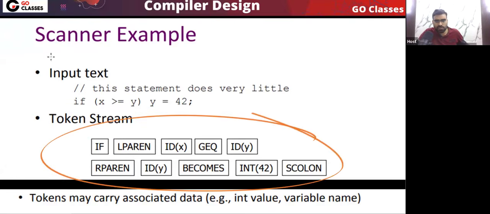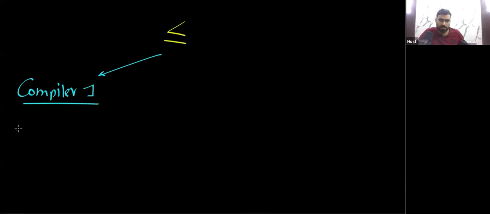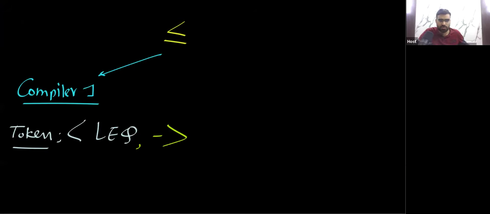Remember, which tokens will be generated, what the names of the tokens are, and how many token categories there are will all depend on the compiler and the source language. Let me give you one example so that you can clearly understand. Consider less than or equal to. Compiler number one can generate a token with the name less than or equal to, and there is no attribute value.